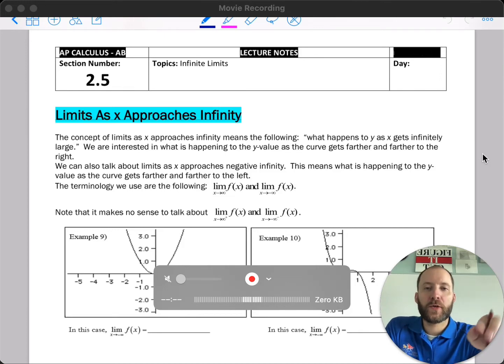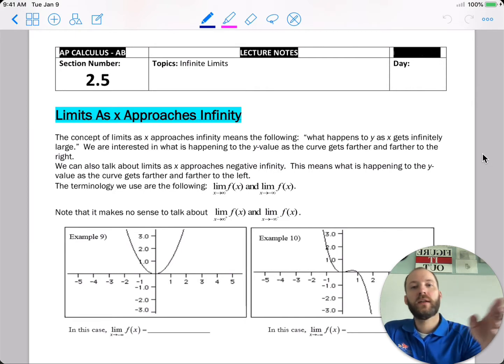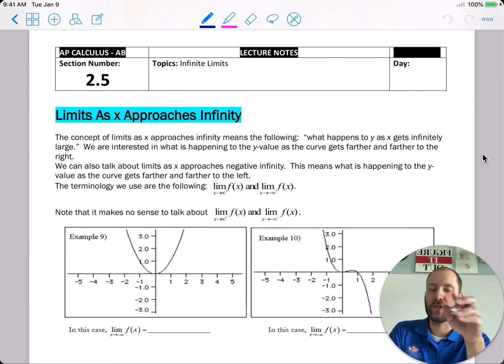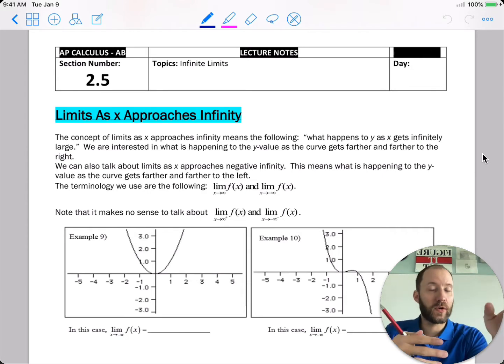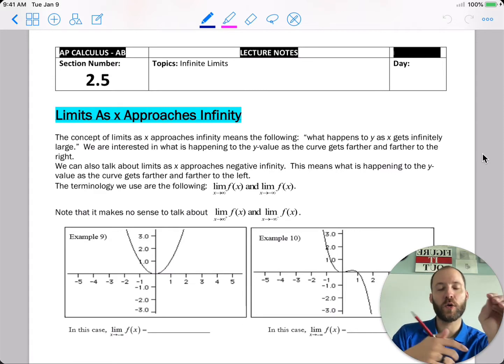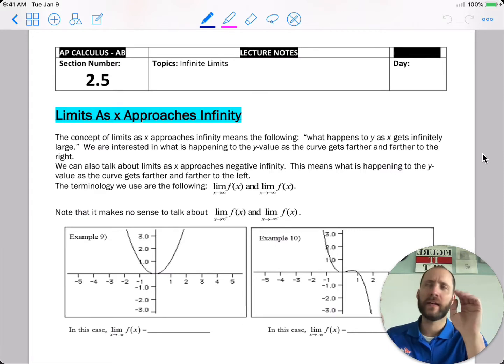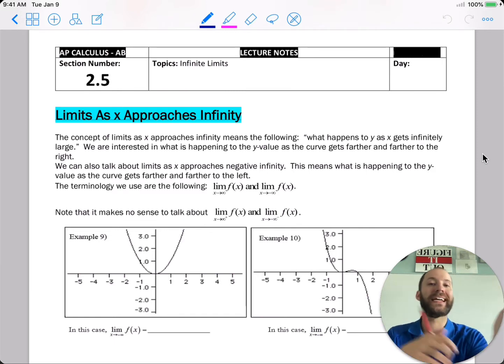Hey, the topic we're talking about today is infinite limits. That corresponds to section 2.5 in our textbook. So what we're looking at really is what happens when x gets really big or really small. So positive infinity or negative infinity. As x approaches positive infinity or negative infinity. So as it gets very big or very negative.